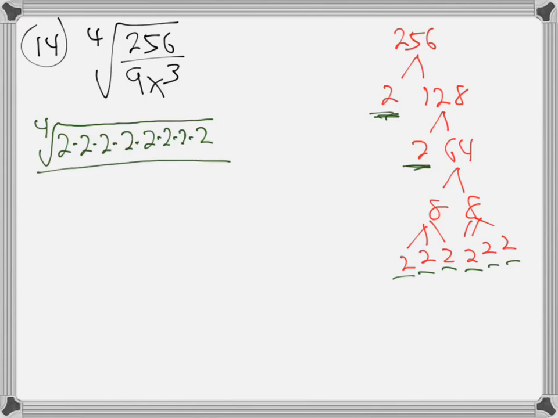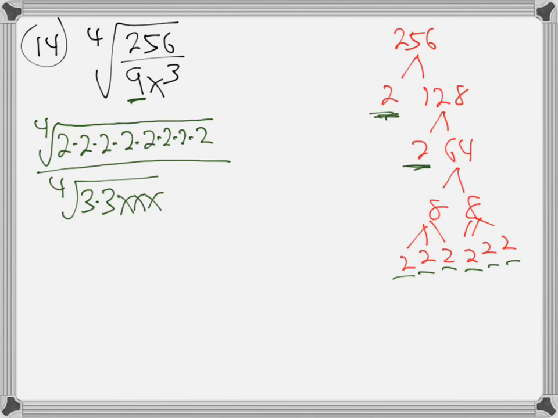And then the bottom is, what is 9? 2 3's, and then x cubed is 3 x's, as you know. You don't have to write it that way. You can just leave it x cubed if you want. I'm just trying to be extra clear. So now, what's going to ship out of the top? 2 2's. Yeah, 2.